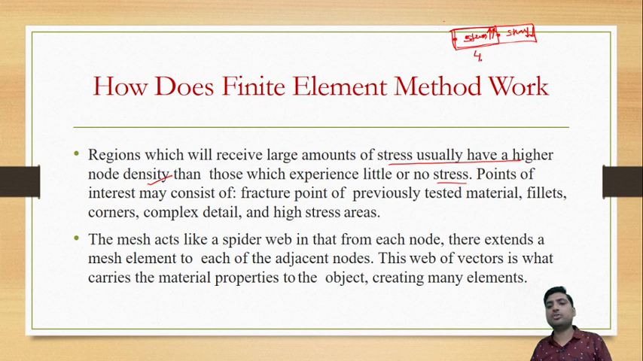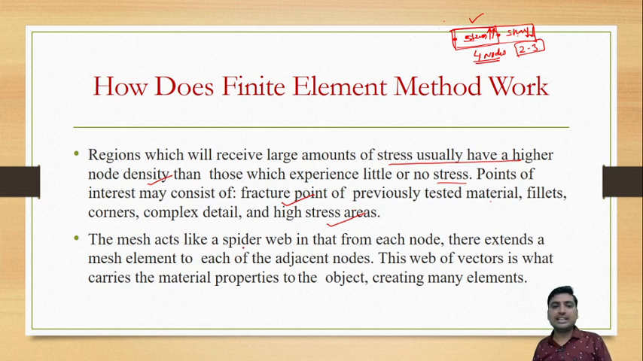Suppose we are taking 4 nodes in this area where the stress is more. Where the stress is less, we can select 2 or 3 nodes, that's enough. So the number of nodes will generally be more in the area where the stress will be more. Points of interest may consist of fracture points of previously tested material, fillets, corners, complex details, and high stress areas. These we will discuss. These all are the criteria to select the nodes, where we need to select the nodes.